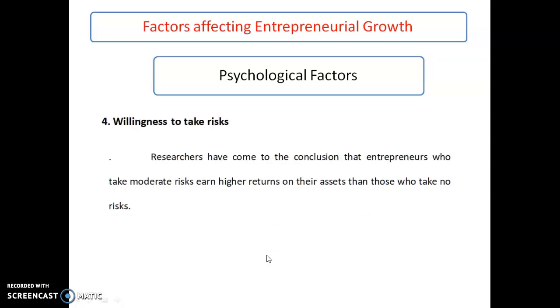And the last one is willingness to take risk. The capacity to take risk is another psychological factor influencing entrepreneurial growth. Researchers have come to the conclusion that entrepreneurs who take moderate risk earn higher returns on their assets than those who are not ready to take risk. So the capacity or willingness to take risk is also considered a psychological factor which influences entrepreneurial growth.